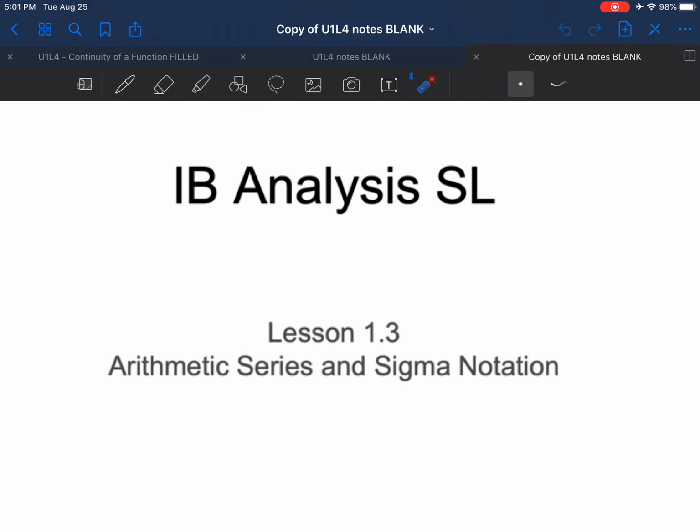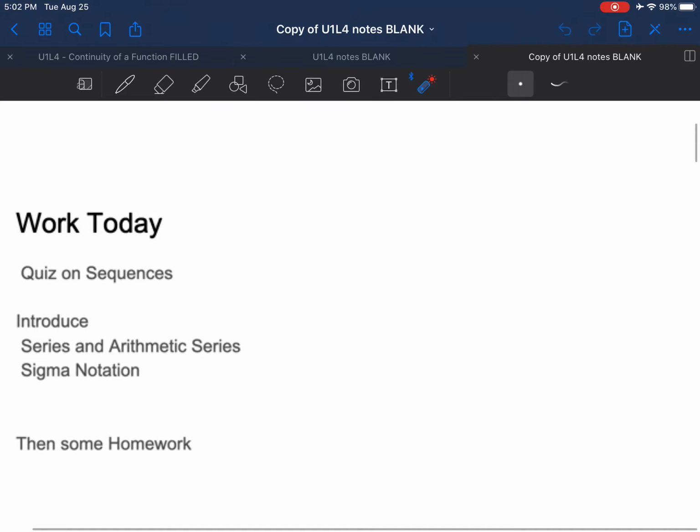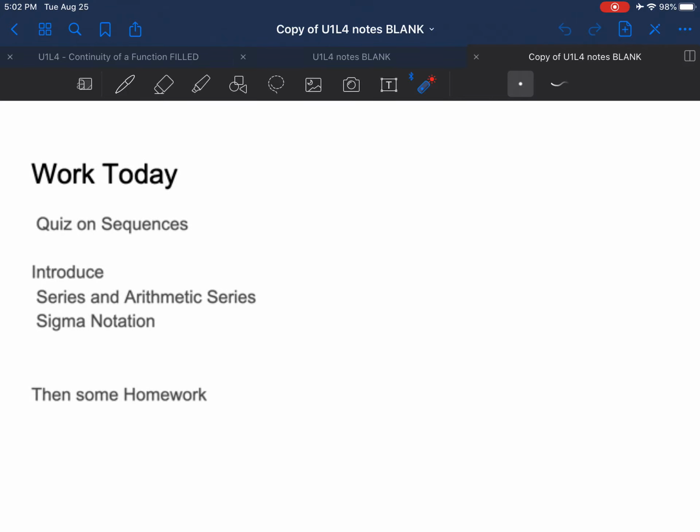What we're going to look at today is the idea of an arithmetic series, right? Not a sequence. And we're going to talk about how to represent series with what's called sigma notation. So we've done the quiz on sequences, so we can cross through that. Hopefully that went well. And like I said before, we're going to introduce the idea of series, what they are, specifically talk about arithmetic series, and discuss sigma notation.